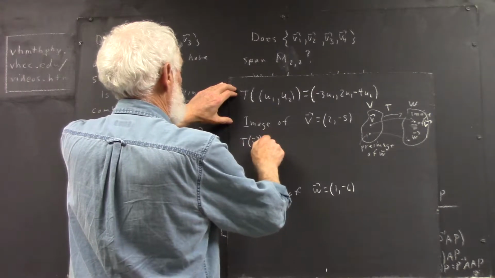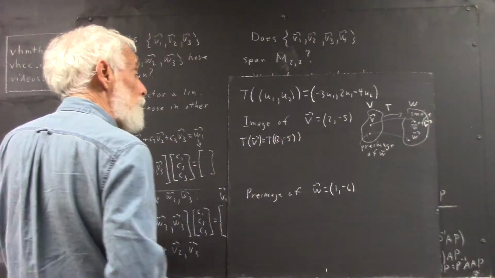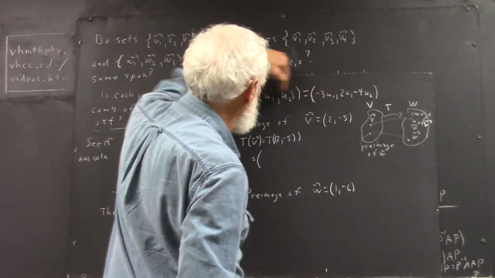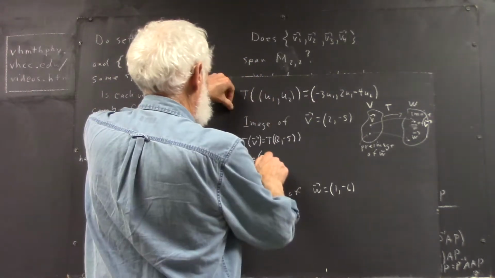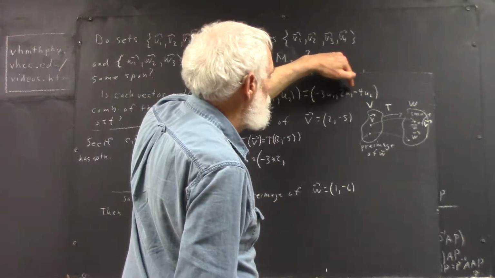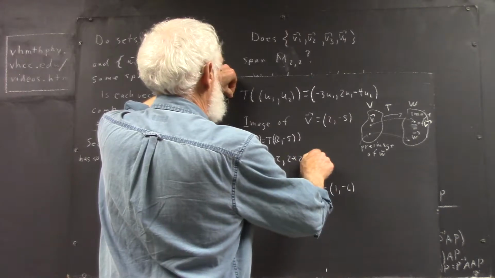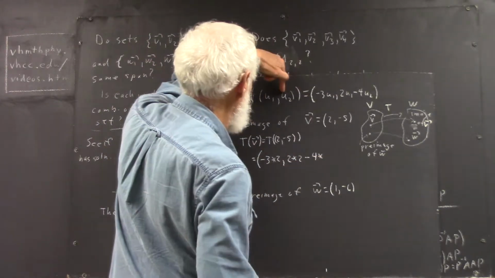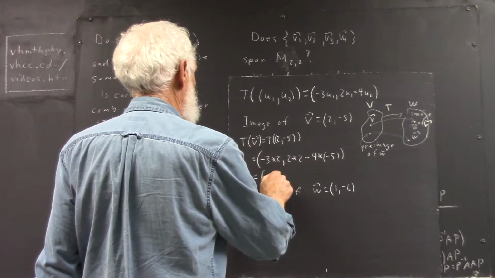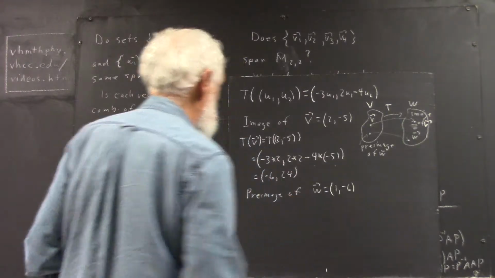T acting on V is T acting on (2, -5). And by the rule, that's got to equal, well, -3 times the first component of the vector, so that's -3 times 2, and then 2 times the first component, which would be 2 times 2, minus 4 times the second component, which is -5. And that then equals -6. That's 4. That's 20. So (-6, 24).